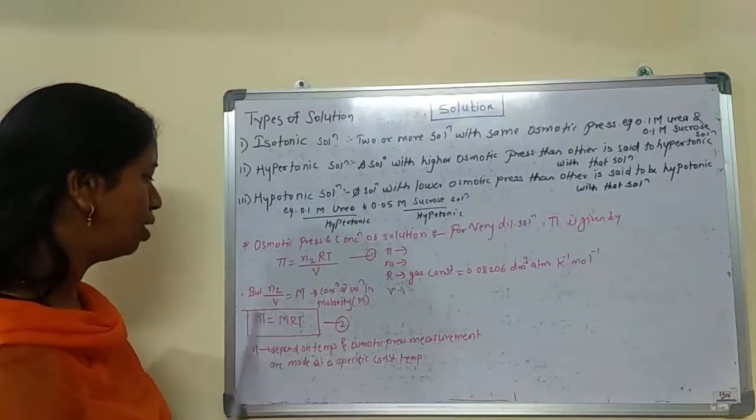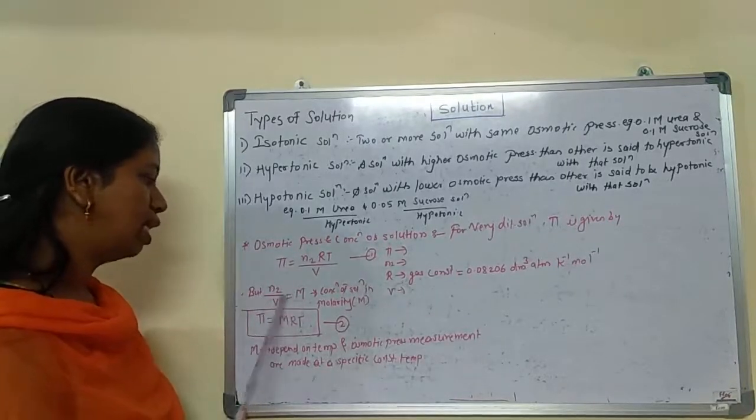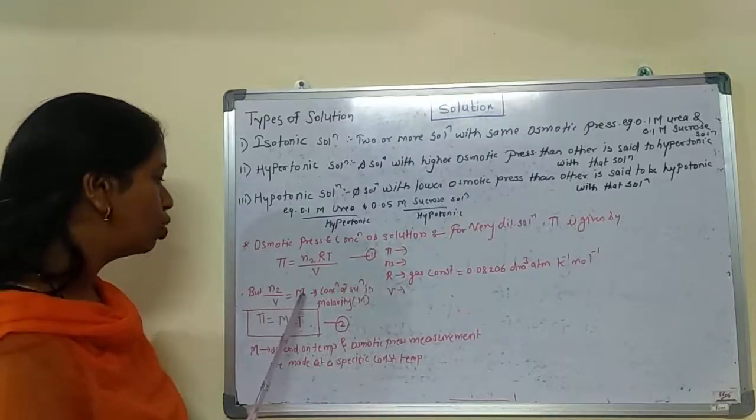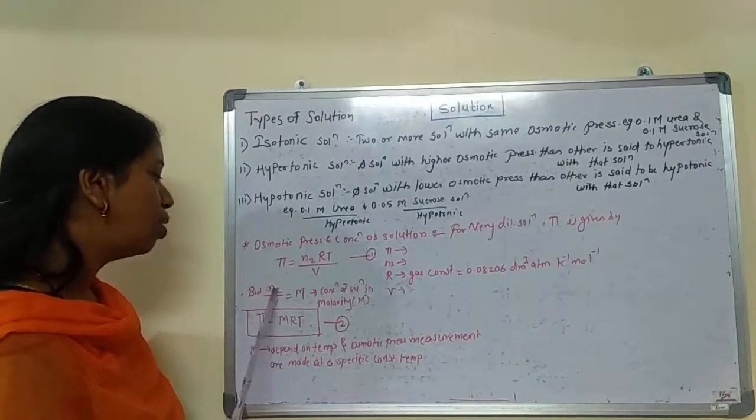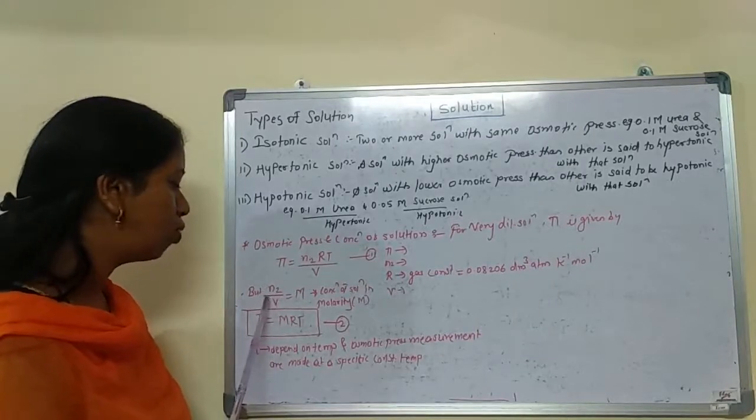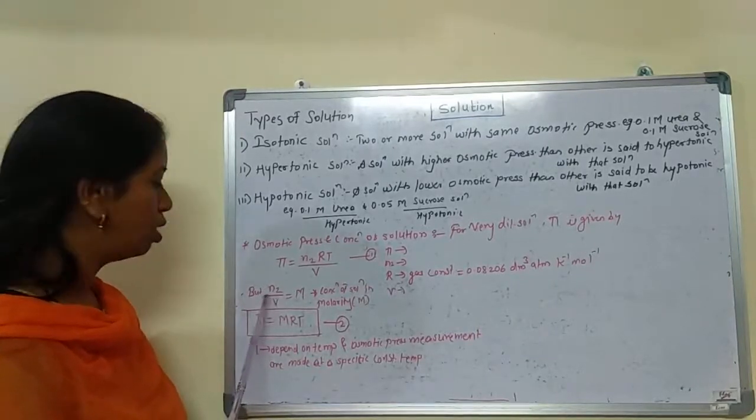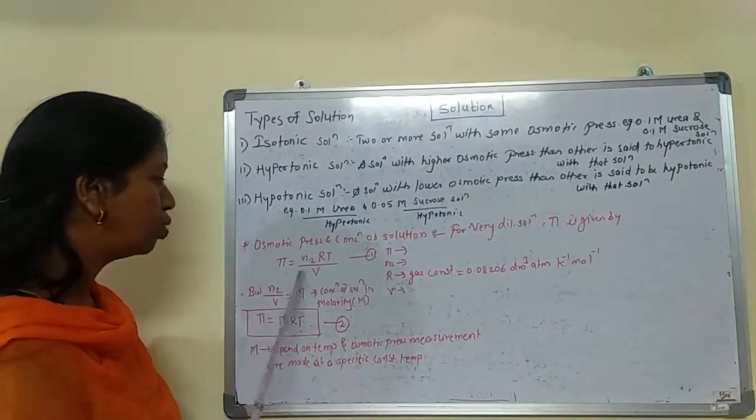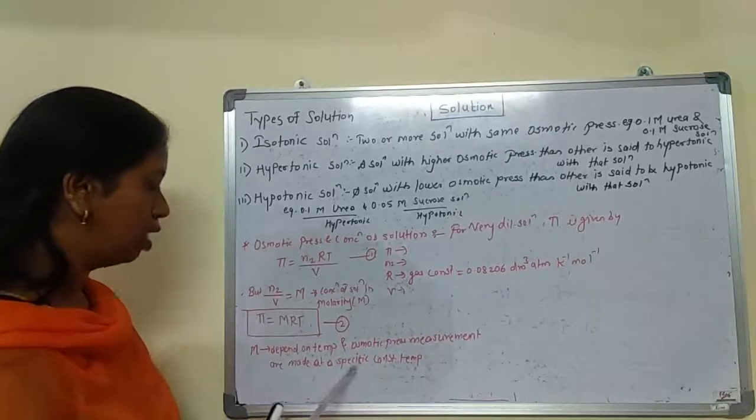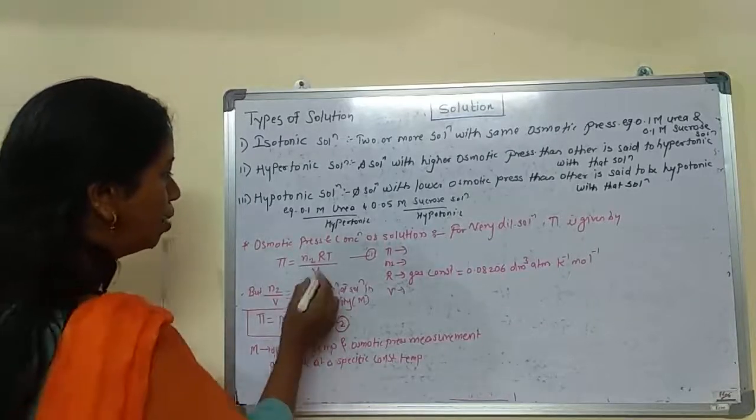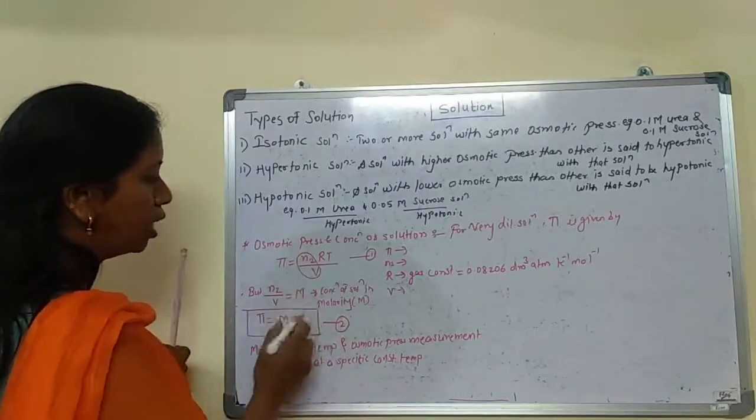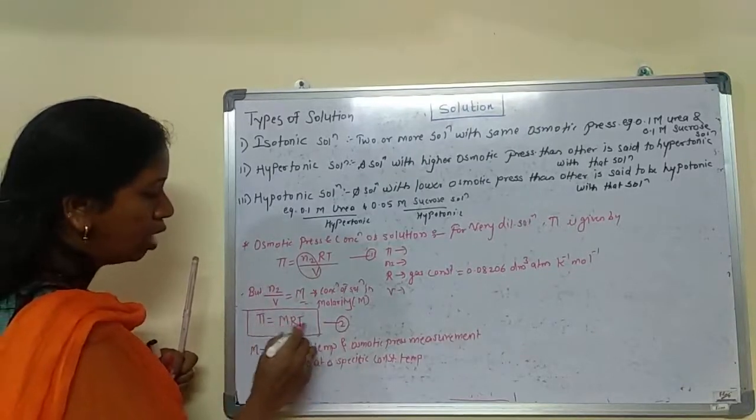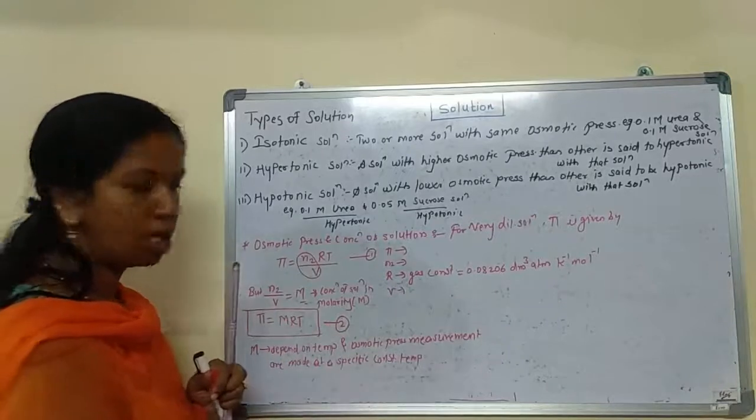Now we have molarity, the concentration of the solution. Molarity is nothing but the number of moles of solute in a volume of solution, or in 1 liter of solution. So that is given as M = n2/V. Instead of n2/V, we write M. So we get the equation pi = MRT. We call this equation 2.